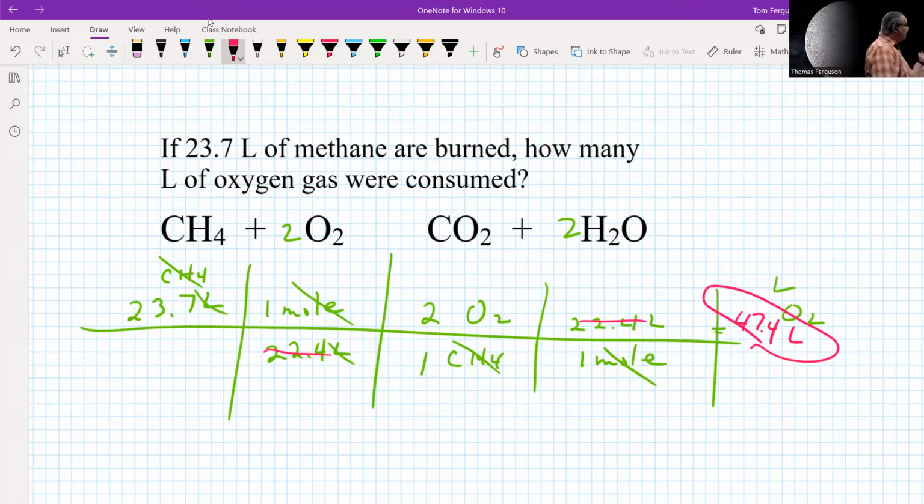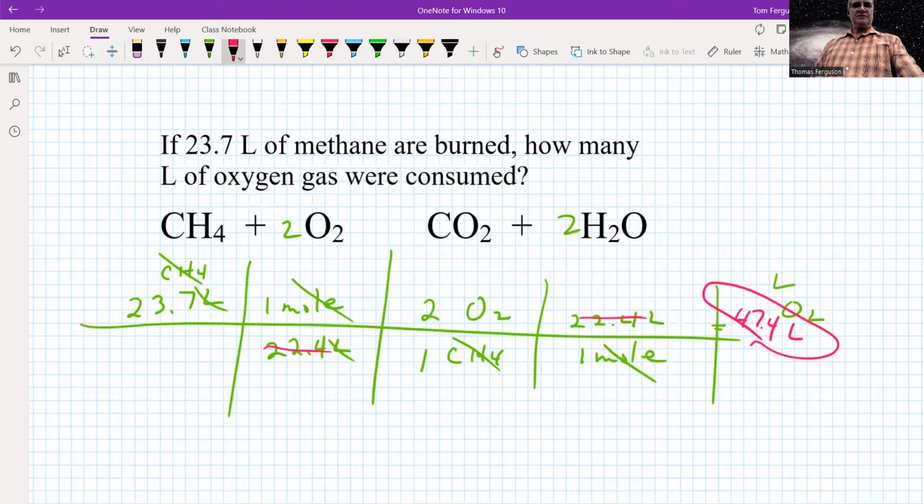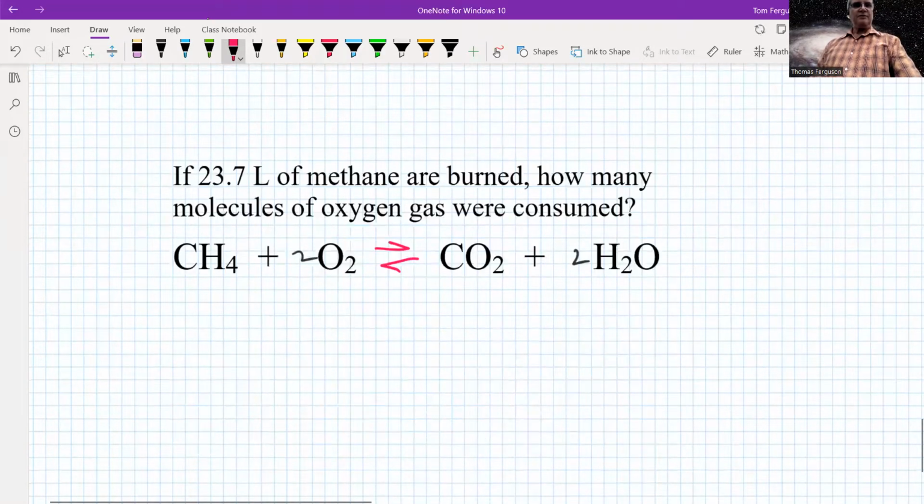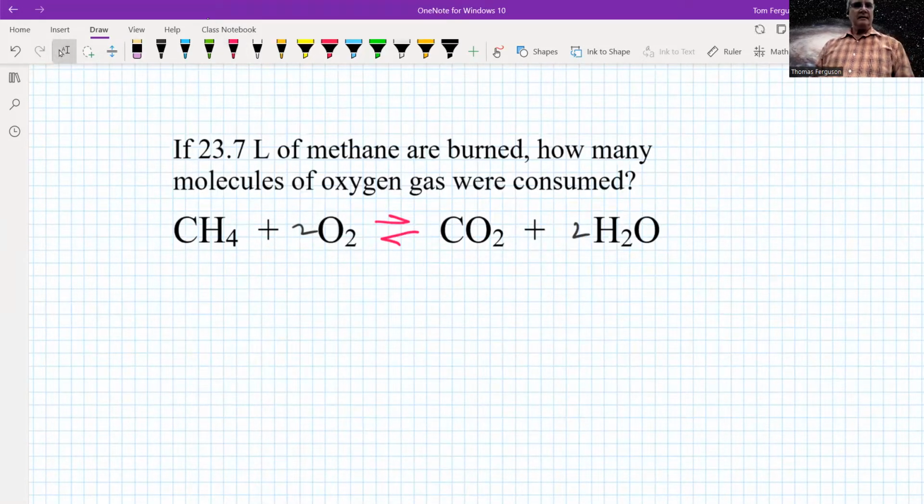Now, you can put that in your calculator if you like, and you'll get the same answer. Okay, so that is simple stoichiometry. These are as simple as it gets. Why don't you try doing this one on your own? I've even pre-balanced it for you.